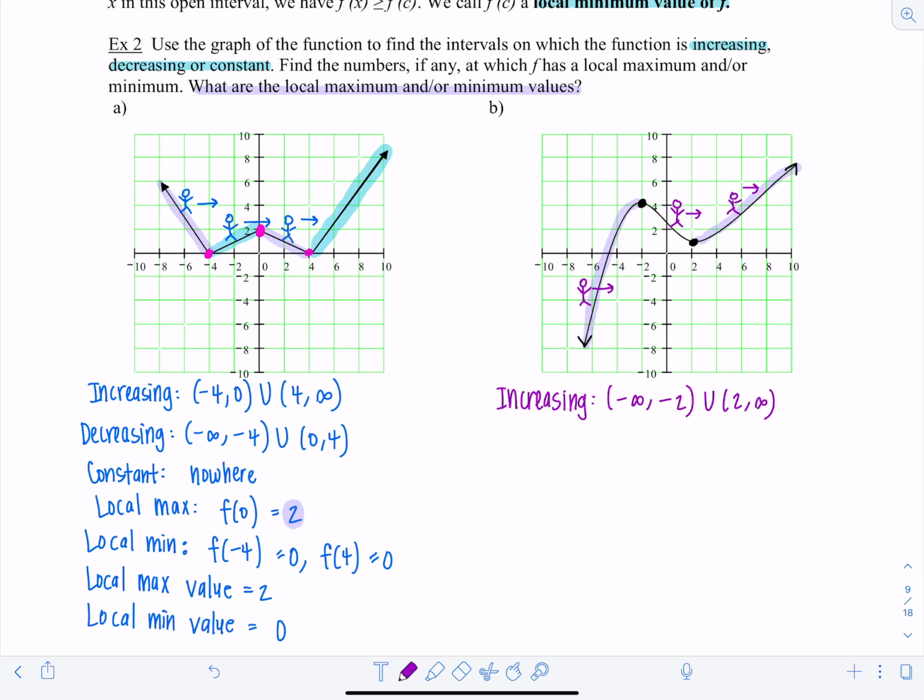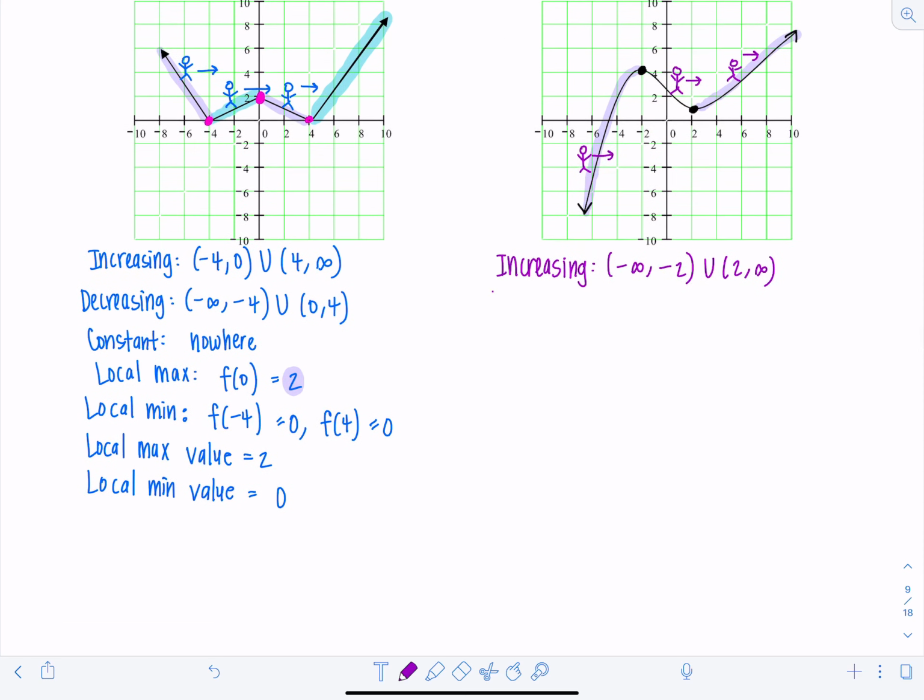Love it. Now, where is the graph decreasing? When is the little person walking downhill? Let's see, just on this little piece here in the middle. So decreasing from -2 to 2. Remember, these are all open intervals. Where is it constant? Again, nowhere. It's not flat anywhere.